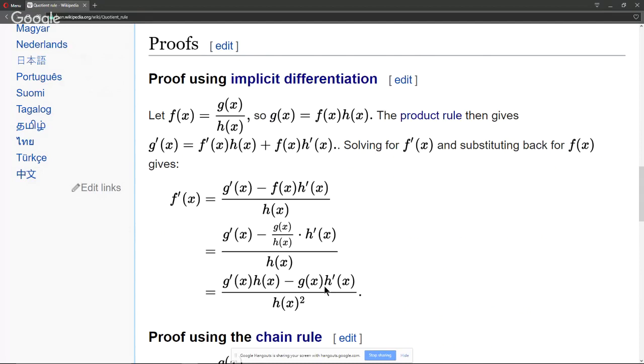Now, do you guys see how they did it to get the h of x squared on the bottom? You just multiply the top by h of x and the bottom by h of x. When I multiply the top by h of x, I end up with g prime of x times h of x. The other h of x gets rid of the h of x on the bottom, leaving me g of x times h prime of x, which is this. And then h of x times h of x is h of x squared. That is how the quotient rule is derived.